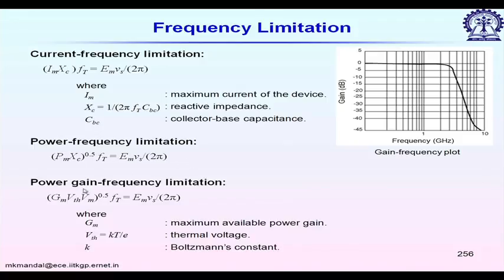We can also define the power gain frequency limitation. Square root of Gm Vth Vm, multiplied by Ft, is equal to Em Vs by 2 pi, where Gm is the maximum available power gain and Vth is the thermal voltage. So, it depends on room temperature. What we see then is that the gain of any BJT becomes a function of frequency. At higher frequencies we expect lower gain, and not only that, it is also a function of temperature.